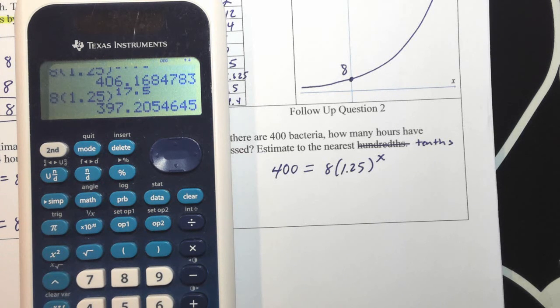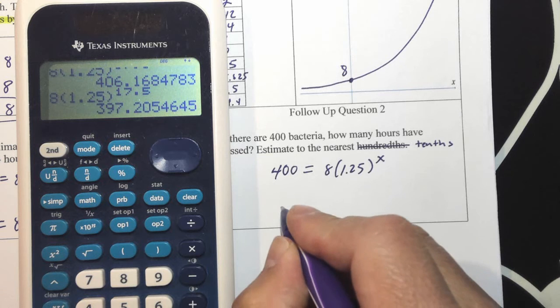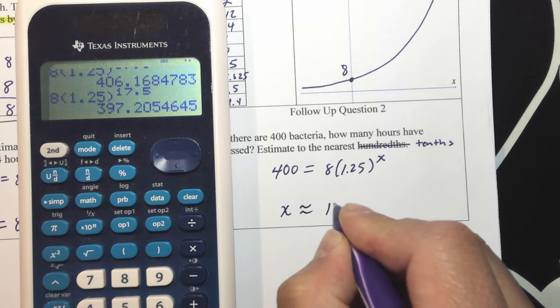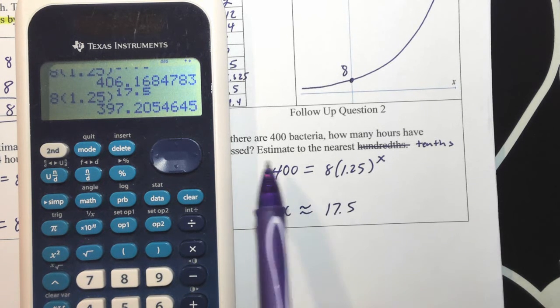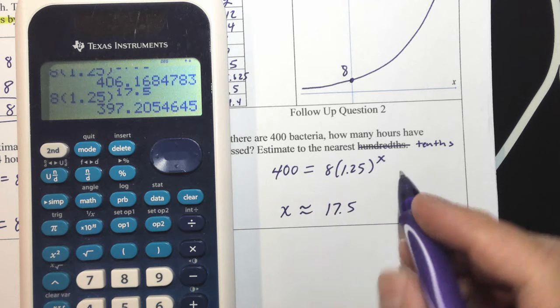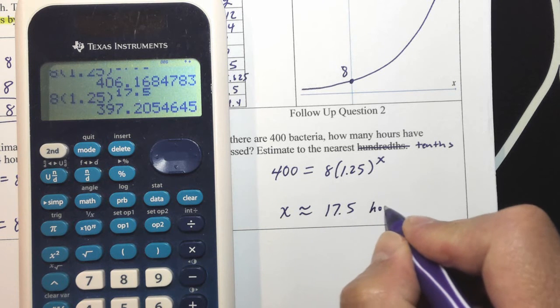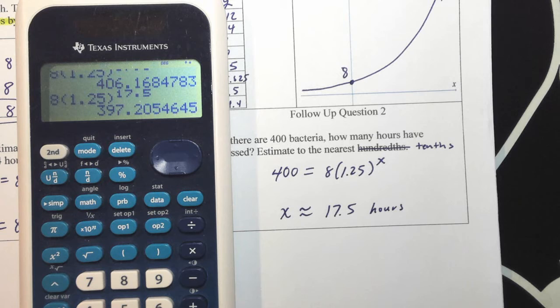So I'm going to write 17.5. X is about 17.5. You need a label. The question is how many hours? So it's 17.5 hours. So after about 17.5 hours, there will be 400 bacteria.